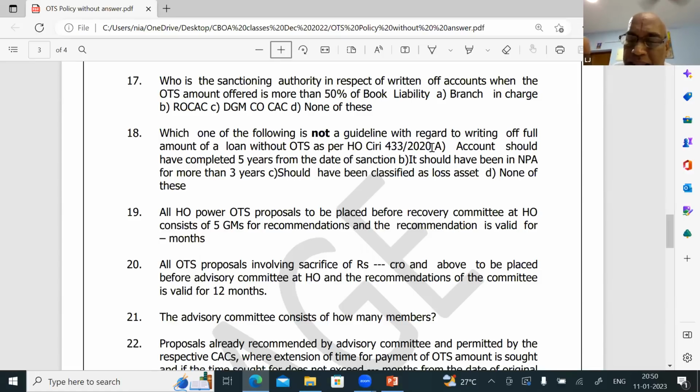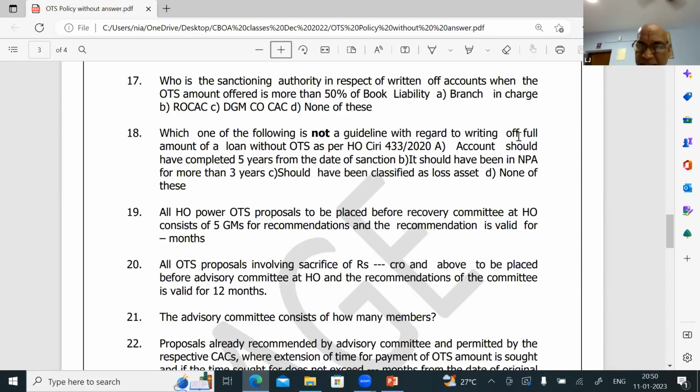I told you OTS without write-off, the loan account, NPA accounts written off without OTS proposal. So some authorities in HO only to be permitted and certain conditions are fulfilled. So which one of these is not a condition they are asking? Let us see the options.